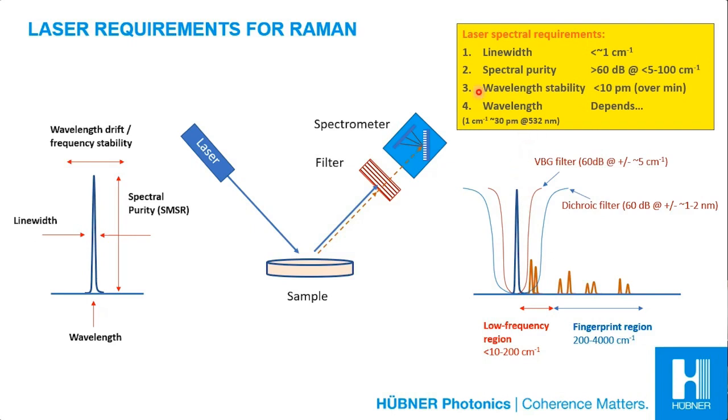But it doesn't help to have a good spectral line width of the source if the wavelength drifts around during the data acquisition. So in order not to contribute to a decrease in spectral resolution, the wavelength drift of the laser should preferably be less than 10 picometers during the acquisition time, which could be on the order of minutes. And then finally there is the wavelength. What is the best wavelength for a Raman experiment really depends on several parameters.